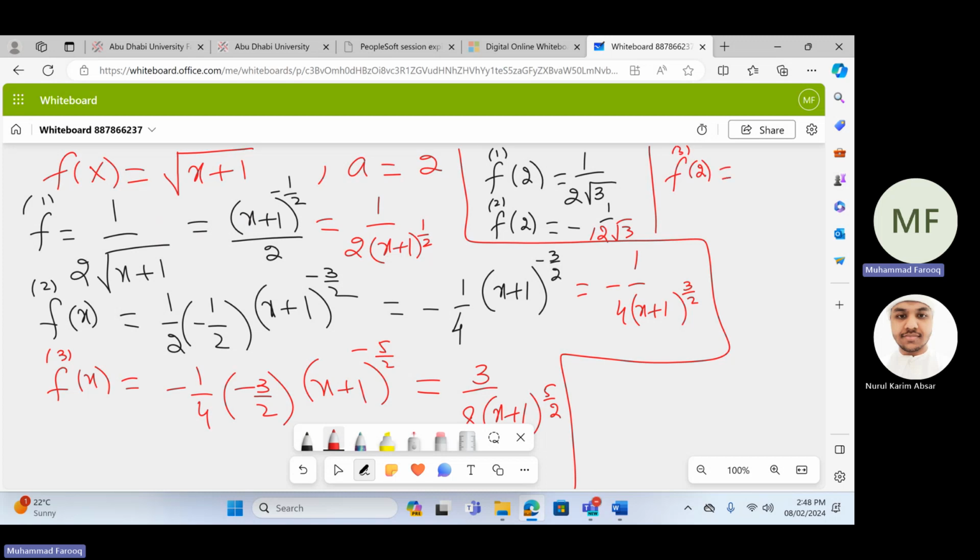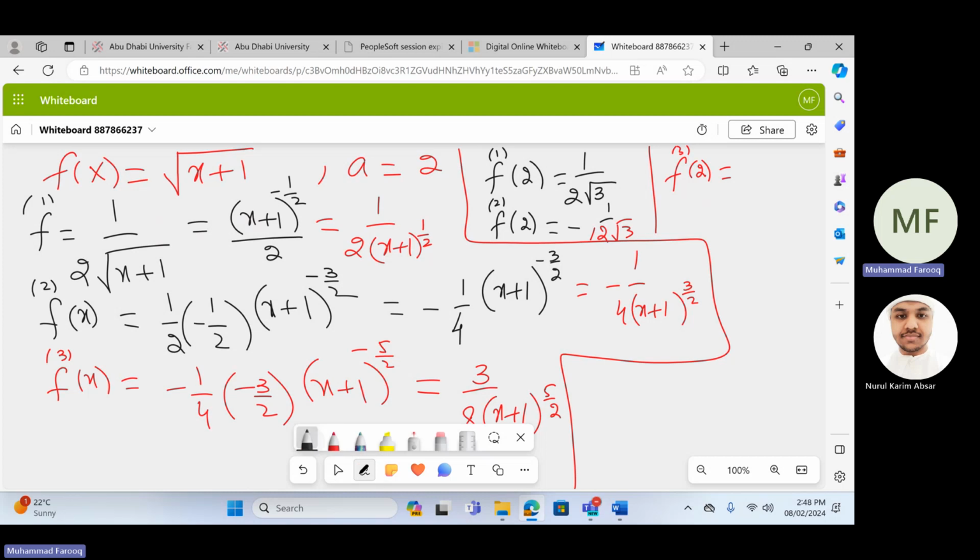Where is my third derivative? Oh, here. Look at it here. Put here 2 plus 1, 3. 3 power 5 by 2. Please do one thing. First of all, calculate 3 power 5 and take its square root. Then give me the answer. This is the way to simplify. Don't write a lesser answer.